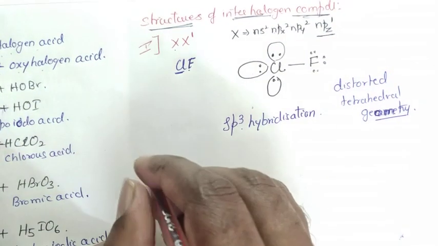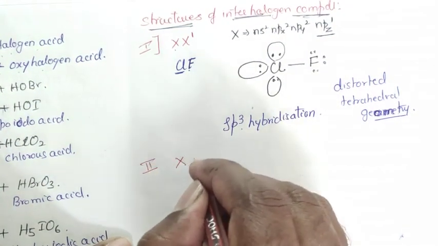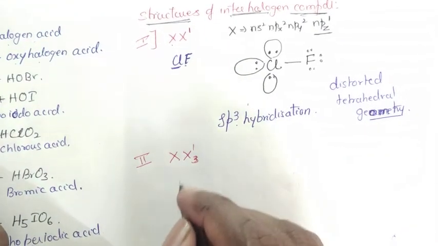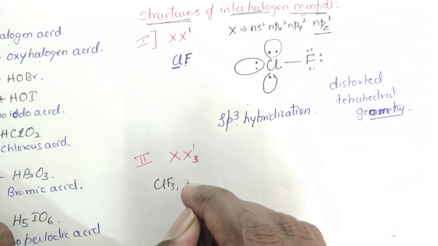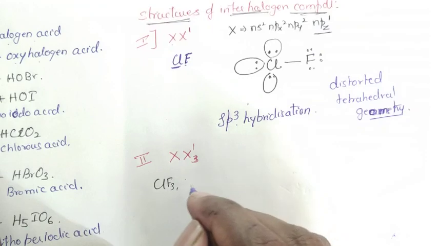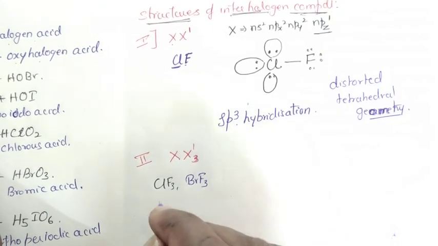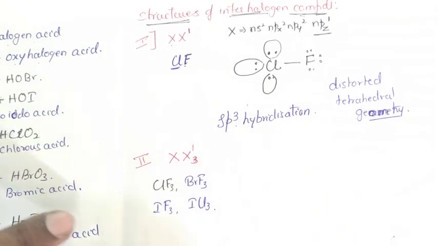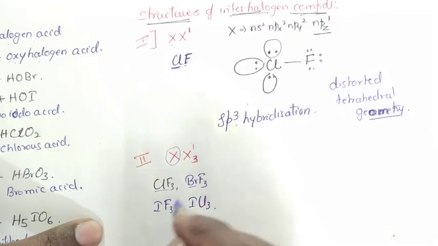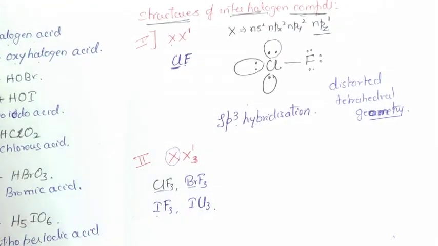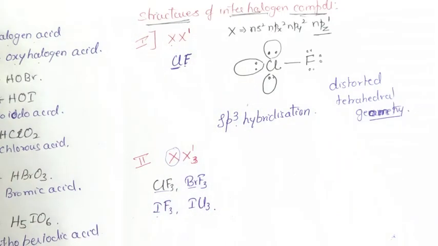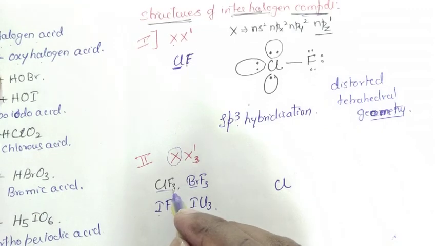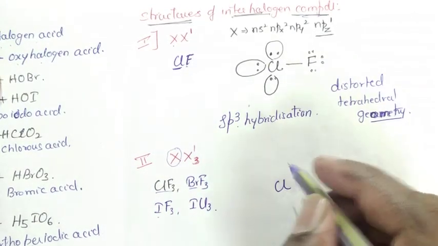Next one, XX dash 3. So X is the central atom. For example, I will take ClF3. I can give many examples: ClF3, iodine trichloride, examples. So this is the central atom. Central atom will be less electronegative when compared to the atoms which are bonded to it. So I will take ClF3 as an example. Cl will be the center. So how many fluorine atoms are there? Total 3 fluorine atoms are there.